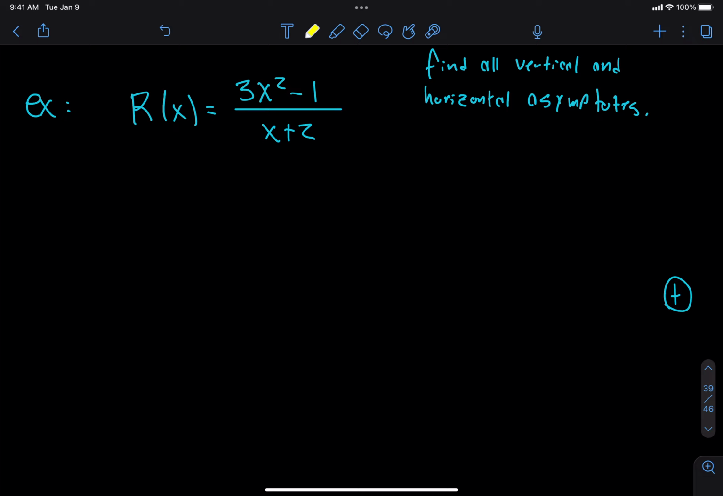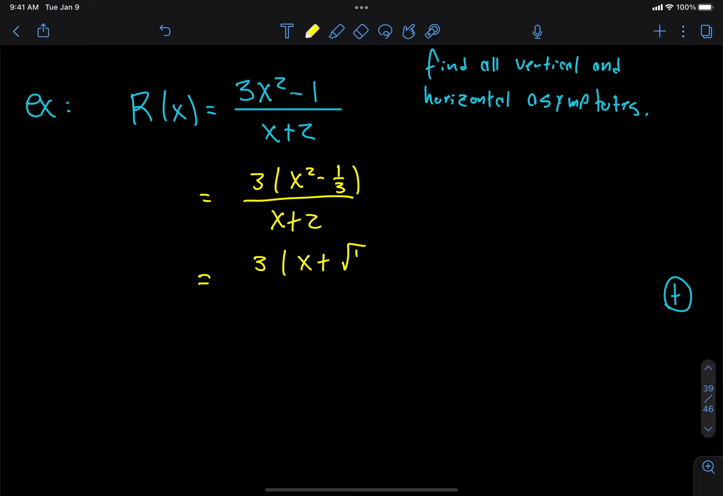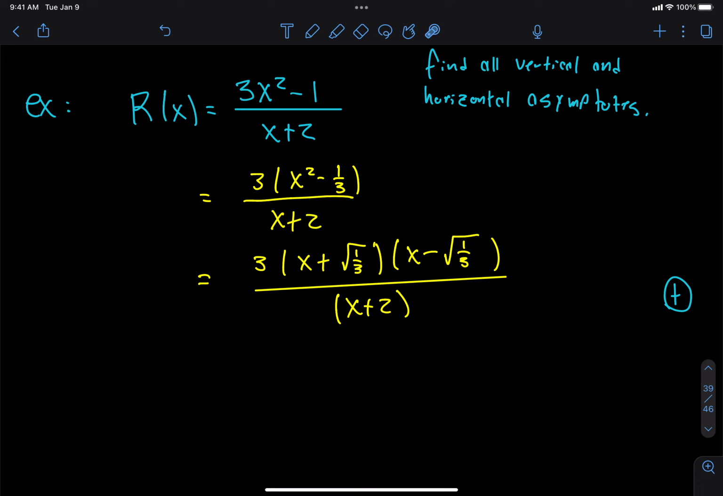The first thing that I would probably do is factor the numerator. How would I do that? Well, I could rewrite this as 3 times x squared minus 1/3, divided by x plus 2, which I could then rewrite as 3 times, thinking of this as a difference of squares, x plus the square root of 1/3, and then x minus the square root of 1/3, all divided by x plus 2. And now I'm in good shape to tell where the vertical asymptotes are.